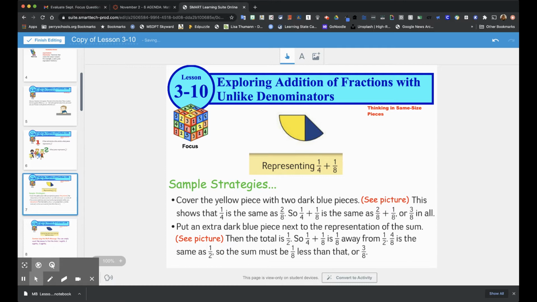I also would like you to think about putting a dark blue piece next to the representation of the sum. So see that picture again. The total is 1/2, or 1/4 plus 1/8 is 1/8 away from 1/2. So 4/8 is the same as 1/2. So the sum must be 1/8 less than that, or 3/8.